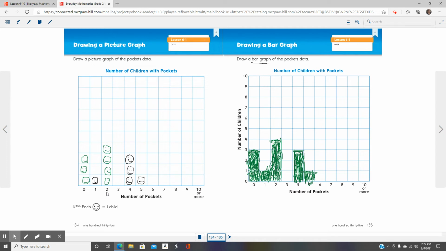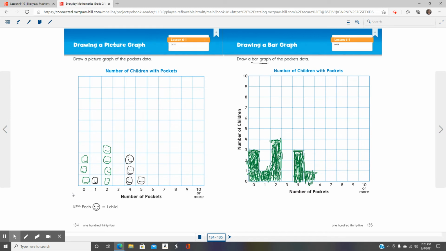So since there were 4 children wearing 2 pockets, we drew 4 smiley faces. Nobody was wearing 3 pockets, so we left that blank. 3 children were wearing 4 pockets, and 1 was wearing 5 pockets. And then for the numbers 6 through 10 pockets or more, nobody was wearing 6, 7, 8, 9, or 10 or more pockets, so we just left that blank.